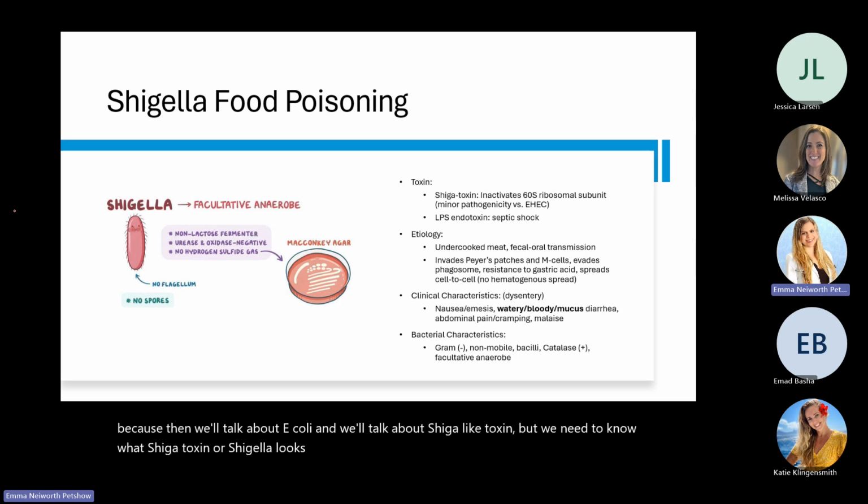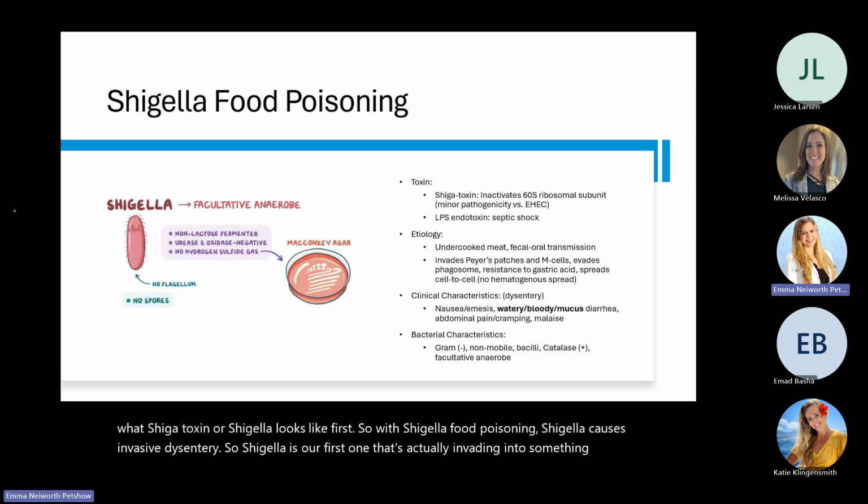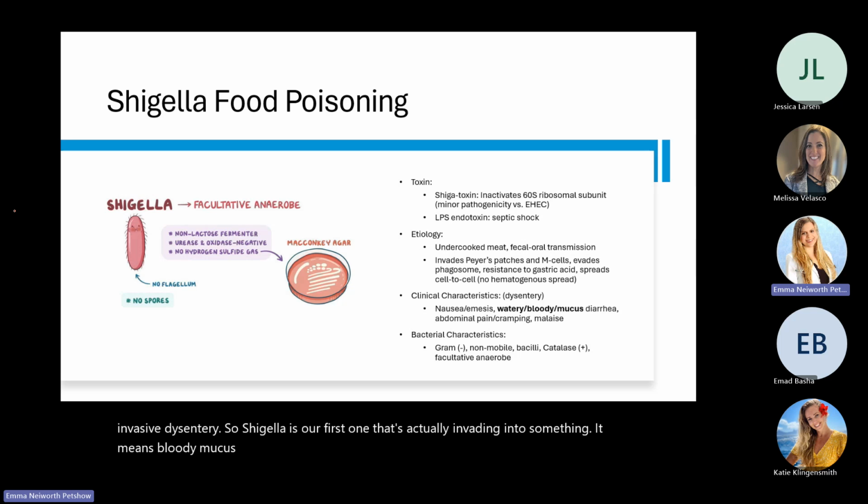So with Shigella food poisoning, Shigella causes invasive dysentery. So Shigella is our first one that's actually invading into something. It means bloody mucus-containing diarrhea with full systemic symptoms. It also produces Shiga toxin, which inhibits our 60S ribosomal subunit, though it typically has less risk for hemolytic uremic syndrome than EHEC.